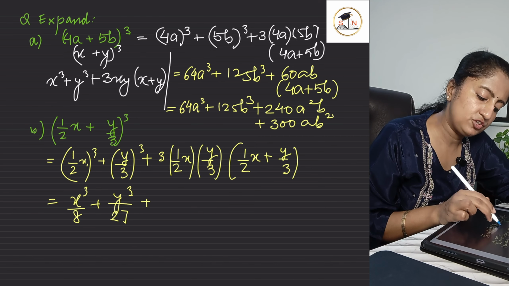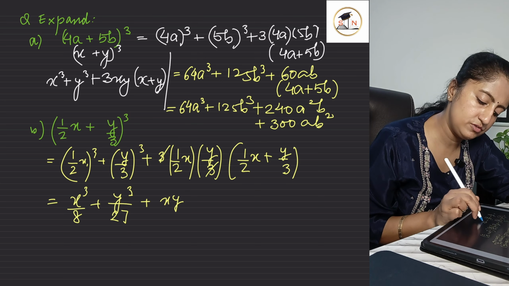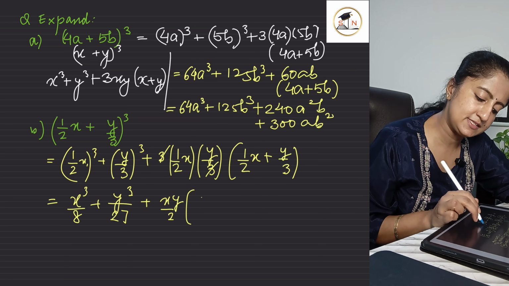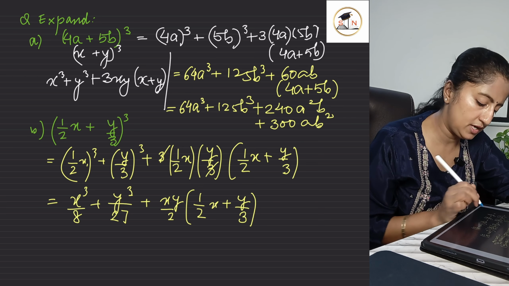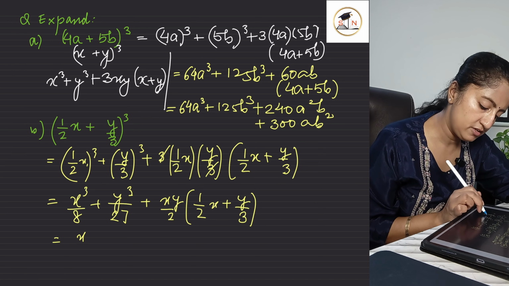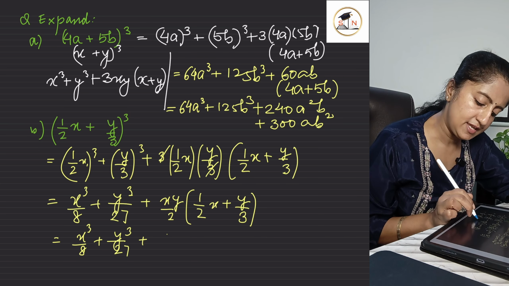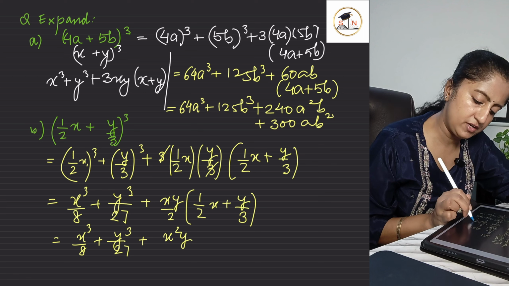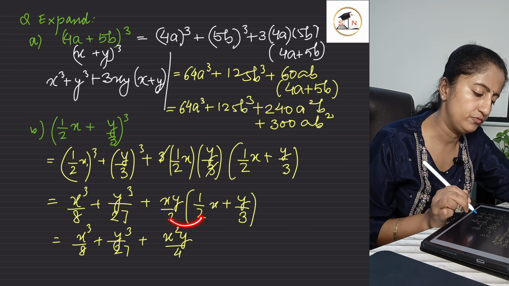Now 3 and 3 get cancelled over here, giving us xy over 2. The bracket remains the same, x/2 plus y/3. And now we are towards the final answer, which is x cube over 8 plus y cube over 27 plus x square y over 4, because what I did, I multiplied 2 and 2, right?